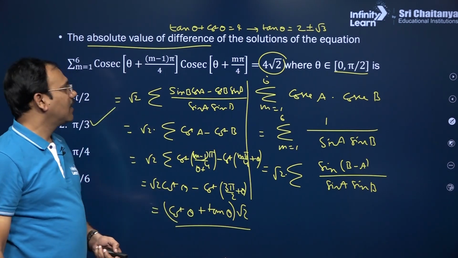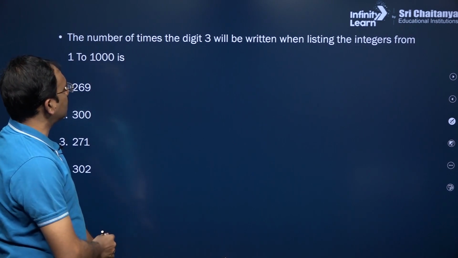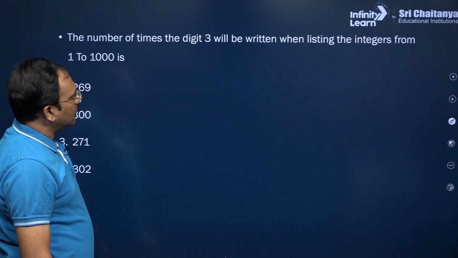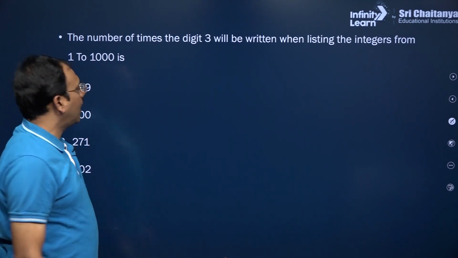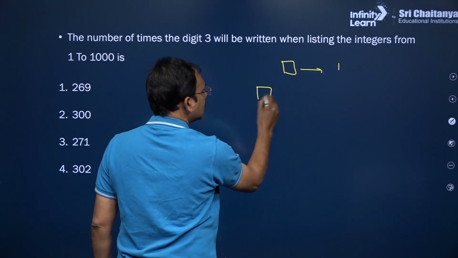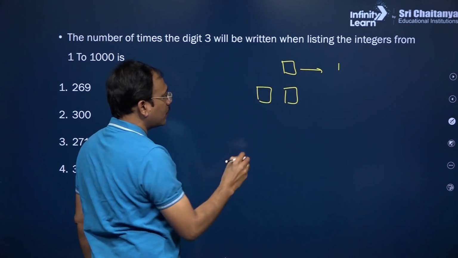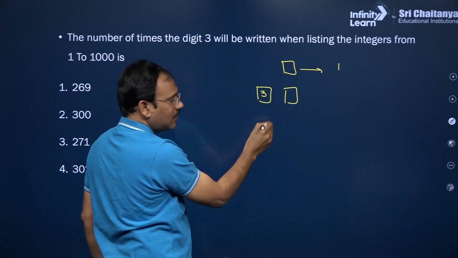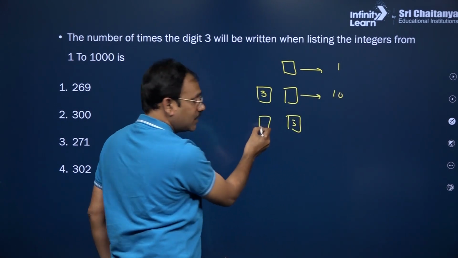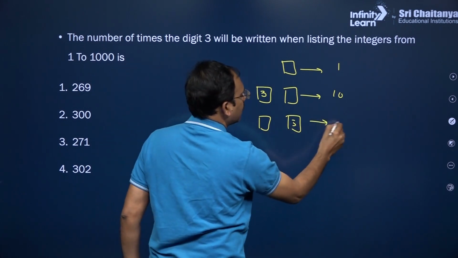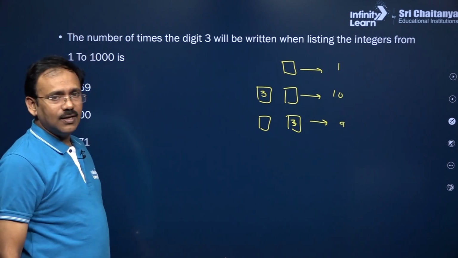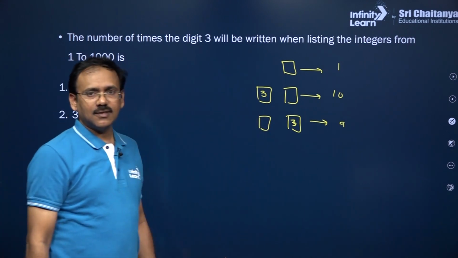That's it. Okay. Next, my dear friends, the number of times the digit 3 will be written when listing the integers from 1 to 1000. Single digit numbers, you will get 3 only once. Double digit numbers, suppose you write 3 here, there will be 10 such possibilities. If you write 3 here, you cannot write 0 here, so 9 such possibilities. There may be 33 also, my dear friends, no issue. Okay, 3 here case, 3 here case, right?